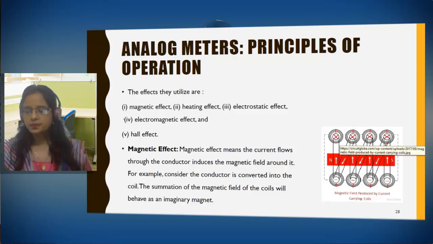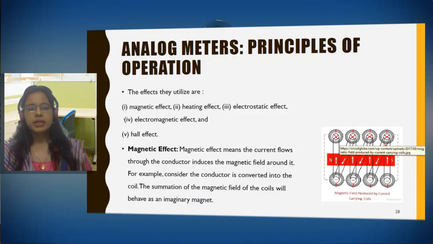So basically, there are five effects which are applied in analog meters: magnetic effect, heating effect, electrostatic effect, electromagnetic effect and Hall effect. These are the five types of effect applied in analog meters, based on which the instruments work. So let us discuss each effect one by one. The first is magnetic effect. As the name suggests, something related to magnetism will occur here.